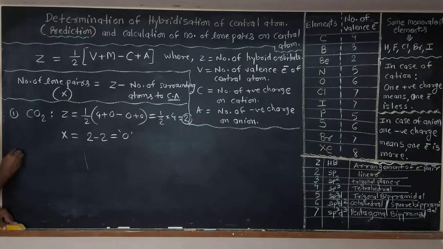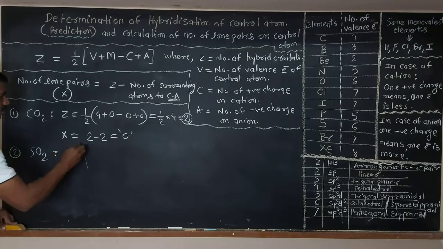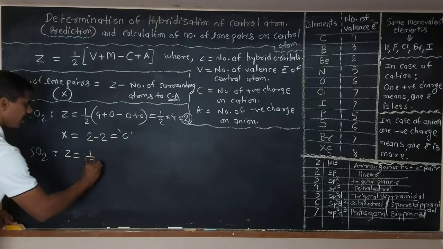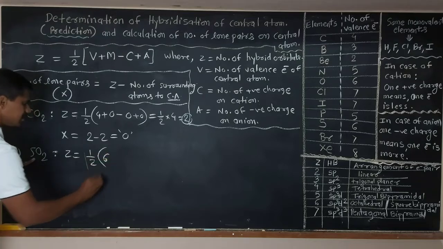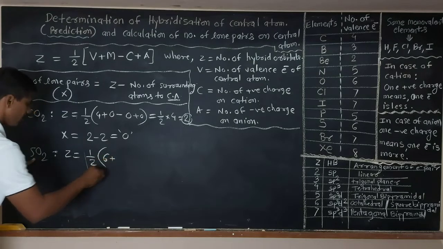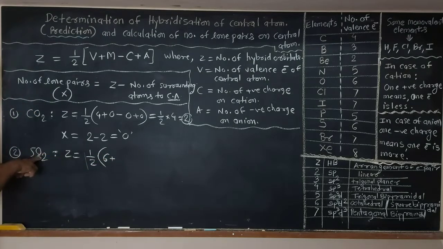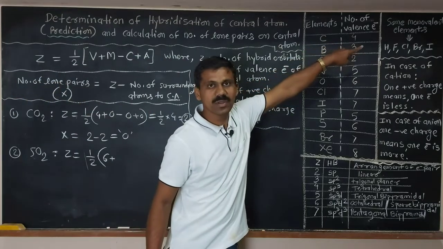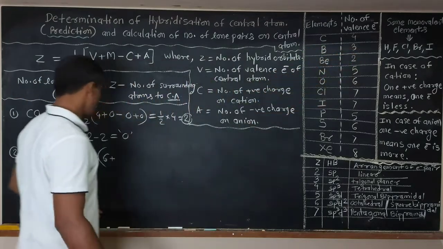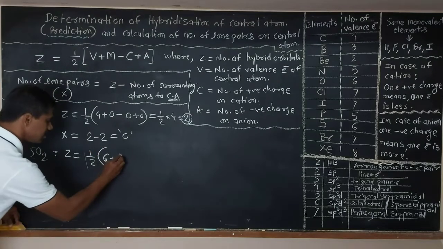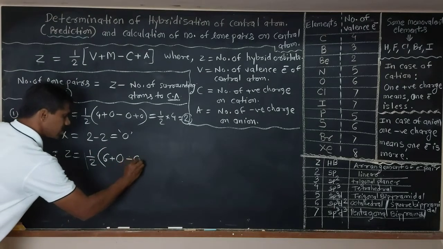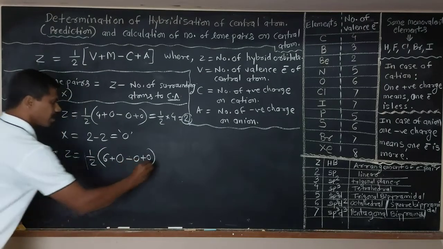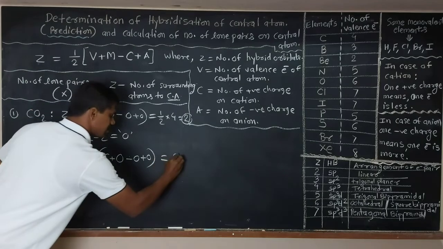Then the second example is SO2. Z is equal to 1/2 into the valence electrons of sulfur, 6, plus monovalent elements, 0 because oxygen is divalent. Monovalent elements are commonly hydrogen, fluorine, bromine and iodine. We will not consider alkali metals here. Minus 0 because it is not an anion, plus 0 because it is not a cation, so Z is 6 into half, which is 3.